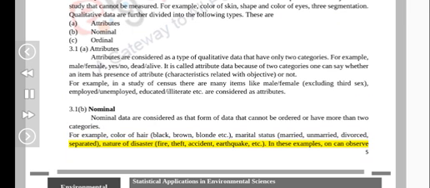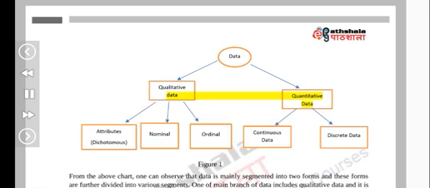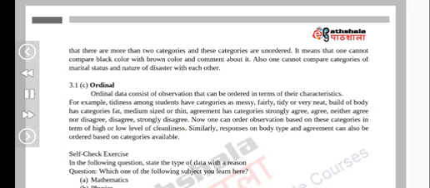In these examples, one can observe that there are more than two categories and these categories are unordered. It means that one cannot compare black color with brown color and comment about it. Also, one cannot compare categories of marital status and nature of disaster with each other.